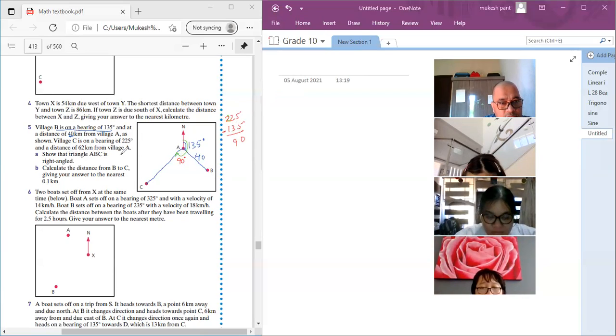See, the distance is 62 kilometers. So the distance between A and C is 62 kilometers, and C is at a bearing of 225 from A. Now what do we have to do? First part: show that triangle ABC is a right triangle. Now you can see this is the figure.